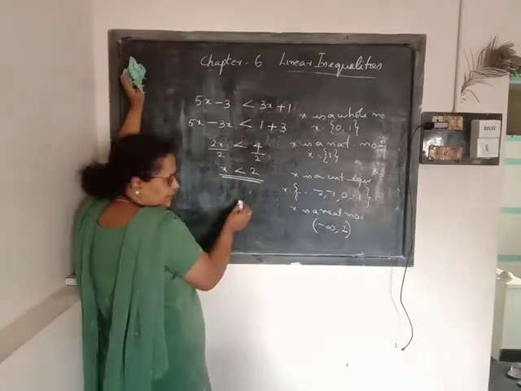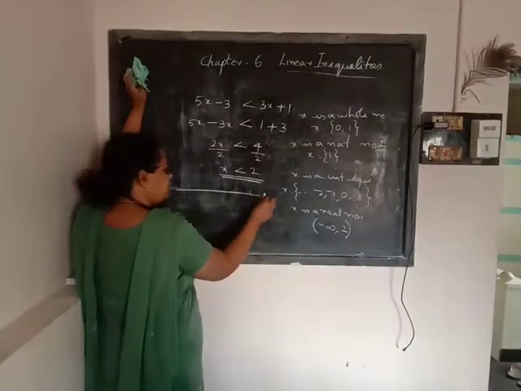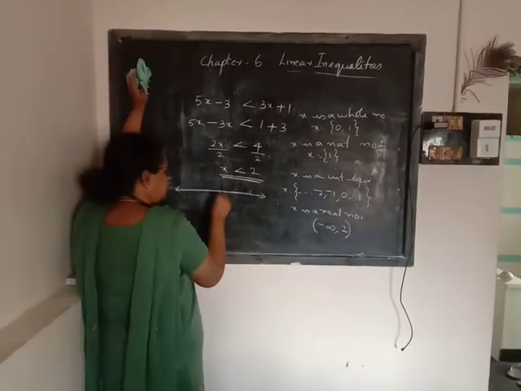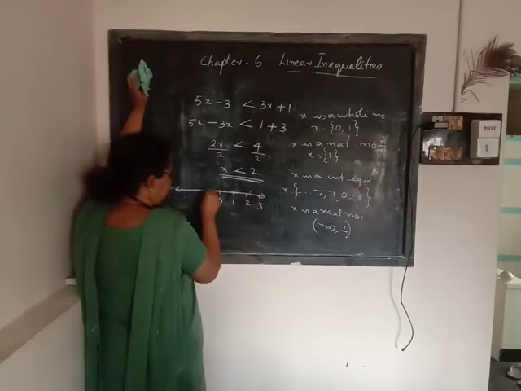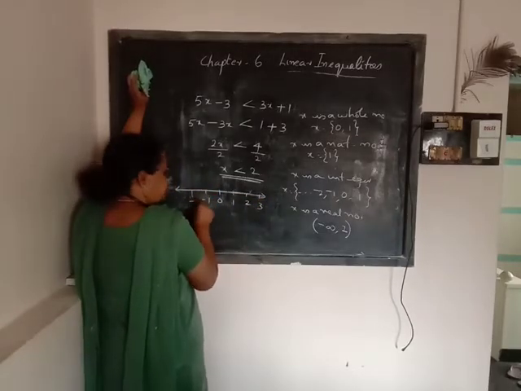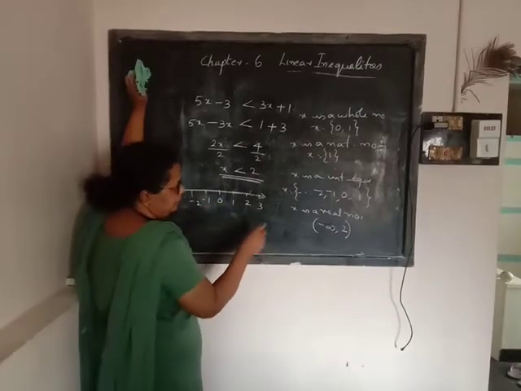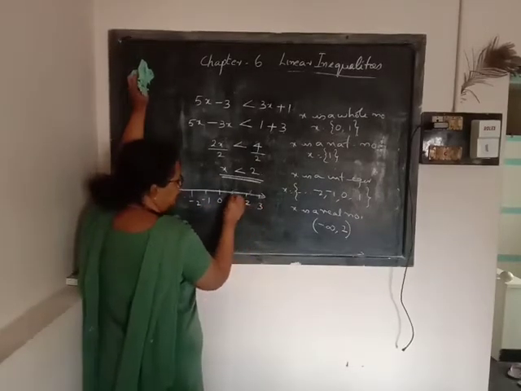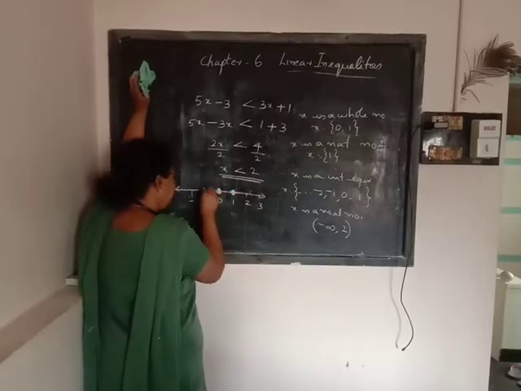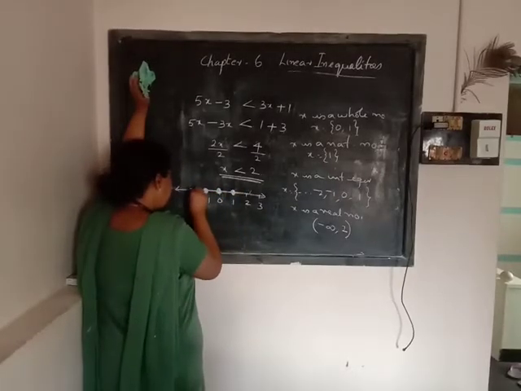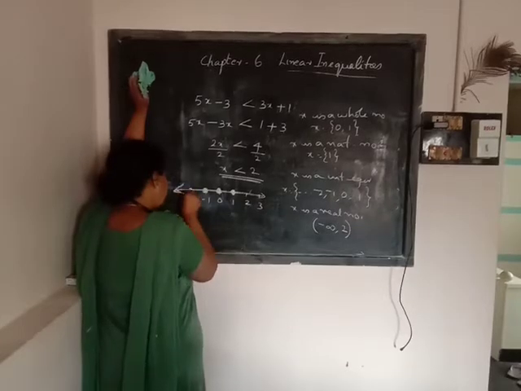When x is an integer, how will we represent it on a number line? 0, 1, 2, 3, negative 1, negative 2. Integer means up to 1. So 1 you darken, 0 you darken, negative 1 you darken, negative 2 you darken, and this arrow also you darken.